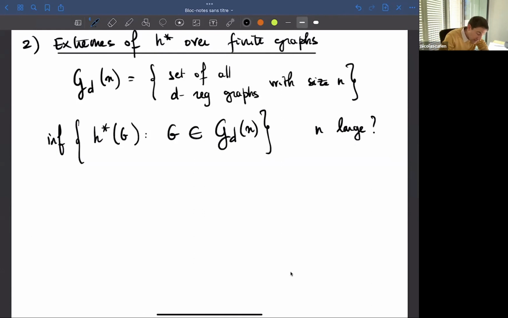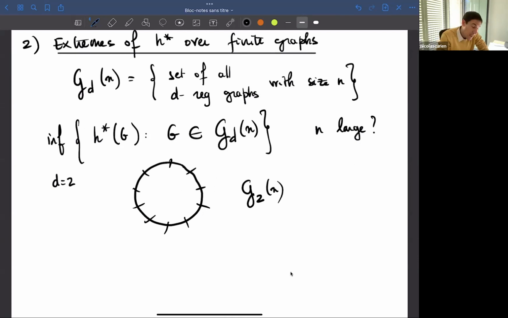Why? Well, just imagine that if you were to take D equal to 2, you have very large graphs which look one-dimensional. So that's a graph in G_2(n) with n vertices. And if you look at a large piece of this graph, which is your subset A, what is the boundary of A? The boundary of A is just made of this point and this point, whereas the size of A can be as large as you wish. So the ratio boundary divided by size goes to 0.